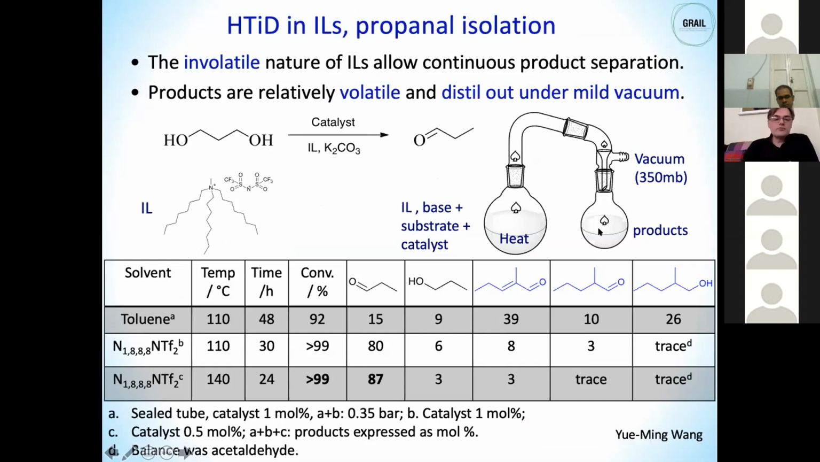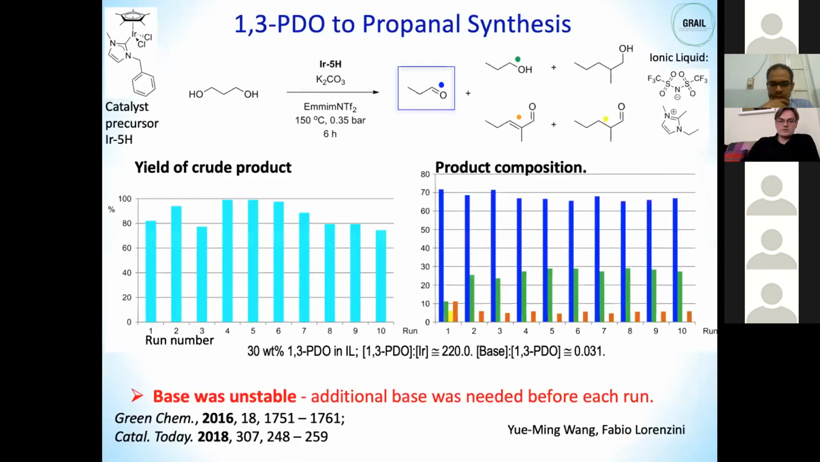And if you remove the products as they're formed, not only, of course, does it improve separation, but it also improves the selectivity and the rate of formation of the product. So that was the right way to run it. And we found that we were able to run it repeatedly. So we could run the reaction again and again. We're using an iridium catalyst because we found them to be very stable under these conditions.